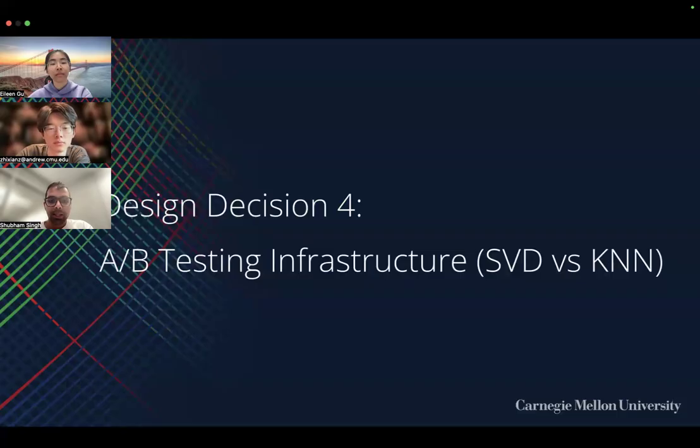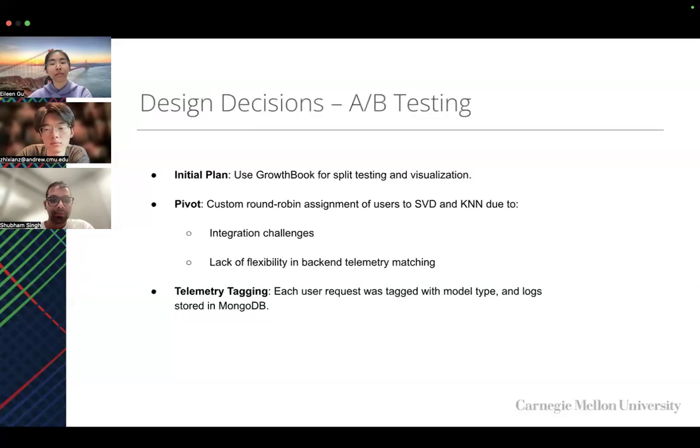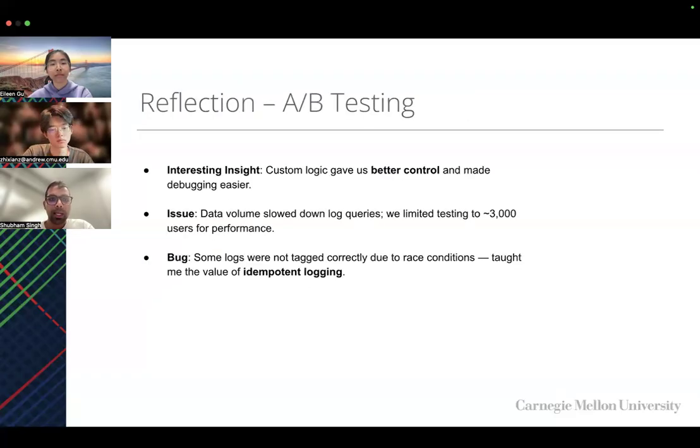Now the A/B testing infrastructure, SVD versus KNN. The initial plan was to use the GrowthBook tool for splitting the data and visualization, but we had to change our plan and use a custom round robin assignment of the users to SVD and KNN because of the integration challenges and the lack of flexibility in the backend telemetry matching. For the telemetry tagging, each user request was tagged to a specific model type, and the logs were later stored in MongoDB.